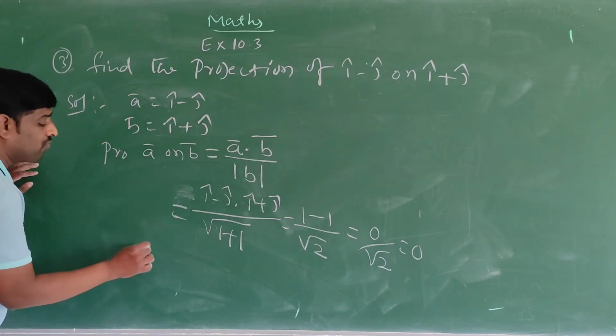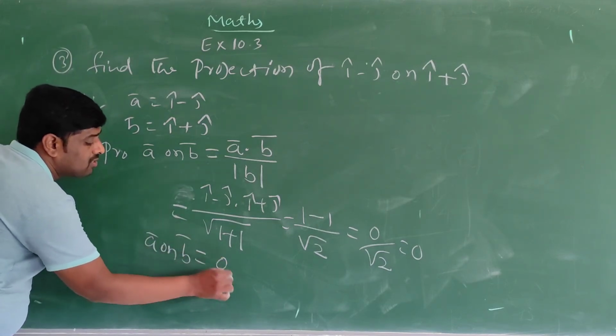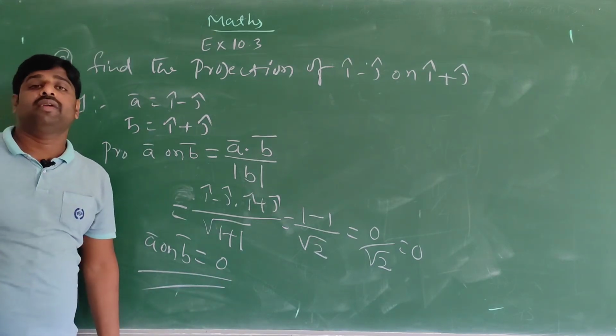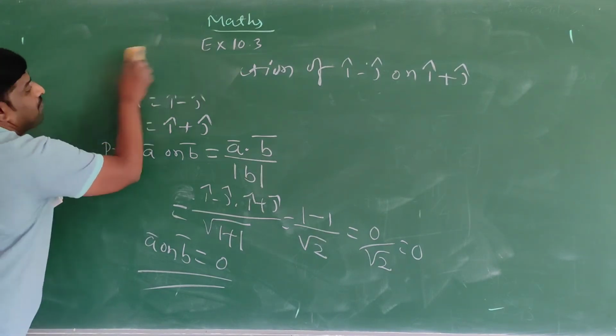Now the projection of A bar on B bar is 0. Okay, the projection is 0. This problem is very important for 2 marks. Okay, now we will move on to the next problem.